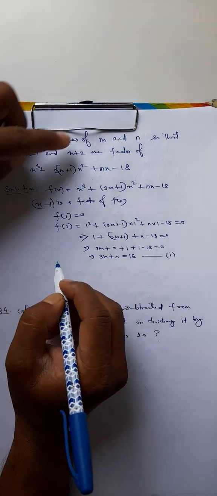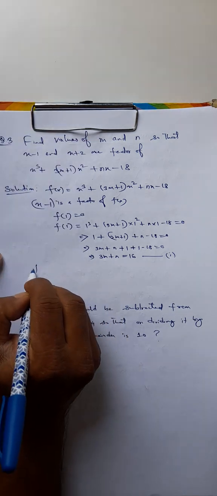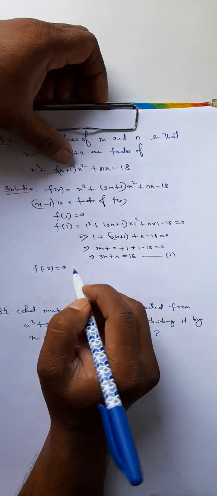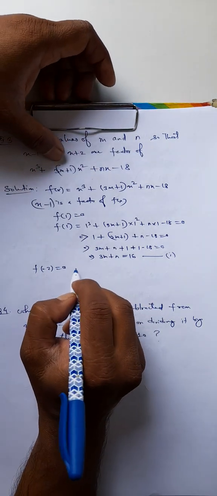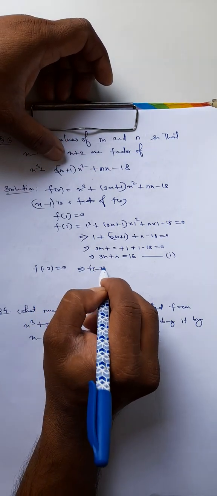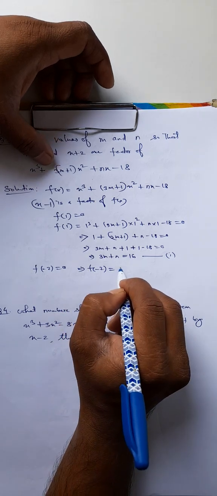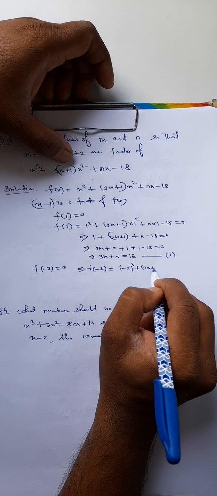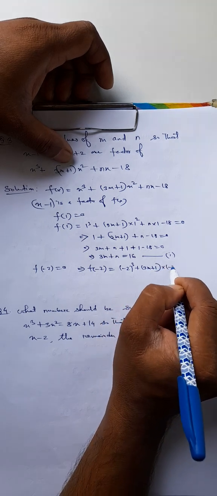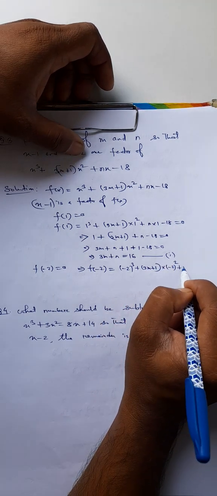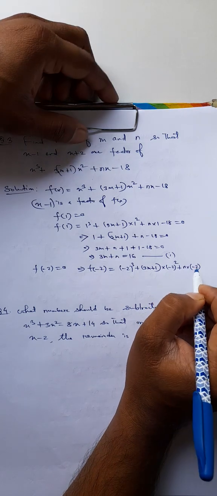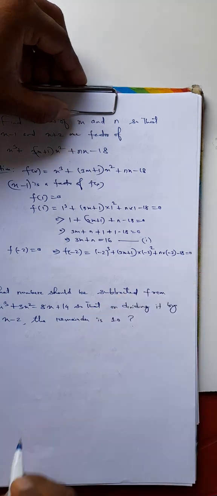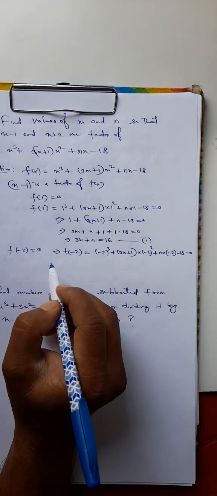Again, x plus 2 is a factor of this polynomial. If x plus 2 is a factor of this polynomial, f of minus 2 equal to 0. Now what is f of minus 2? You got minus 2 cube plus 3m plus 1 into minus 2 square plus n into minus 2 minus 18 equal to 0. Now let us solve this.